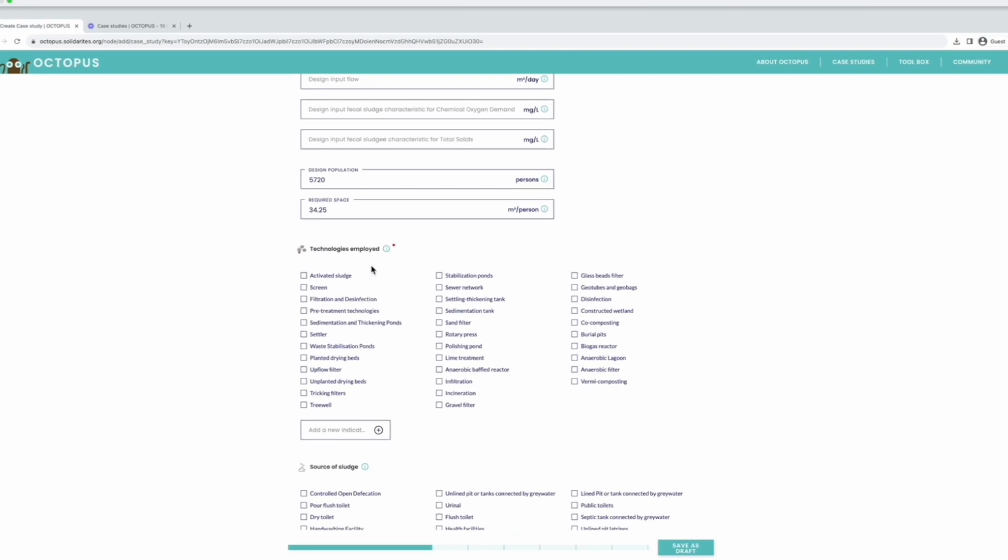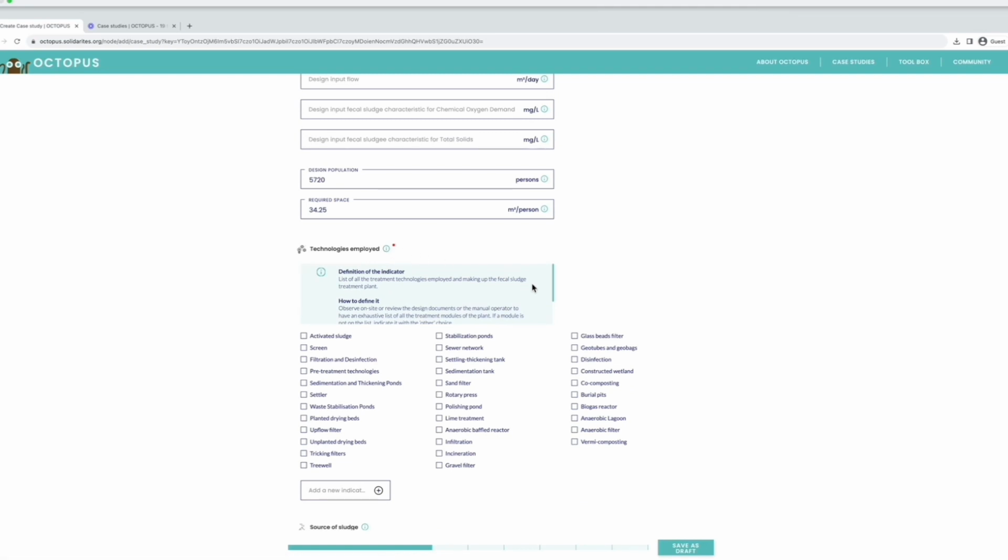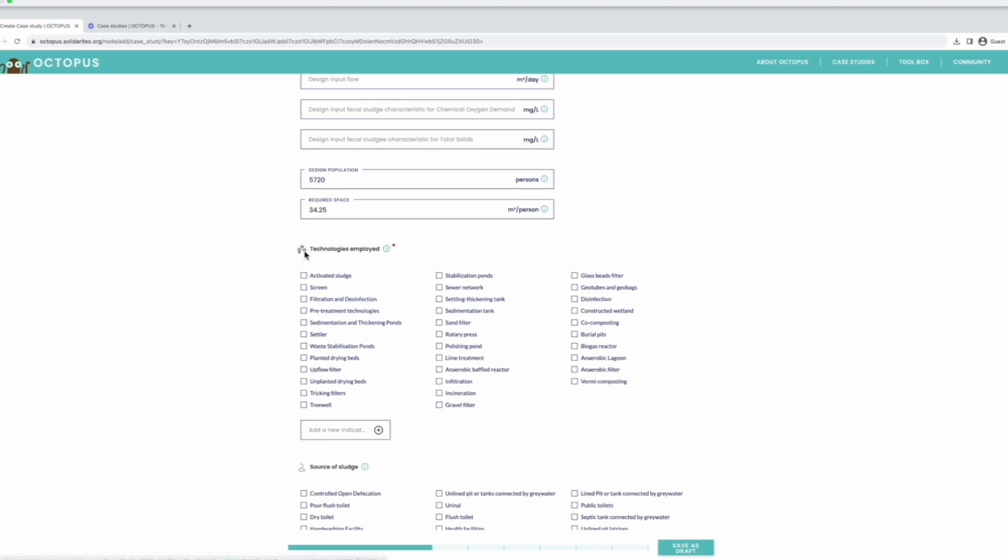Then, we are required to mention all of the treatment technologies employed in the treatment process of the plant by ticking all the boxes of technologies that apply. This is important to categorize and compare treatment plants and evaluate their efficiency on the platform. In the case of this waste stabilization pond case study, we will be selecting the technologies that apply.